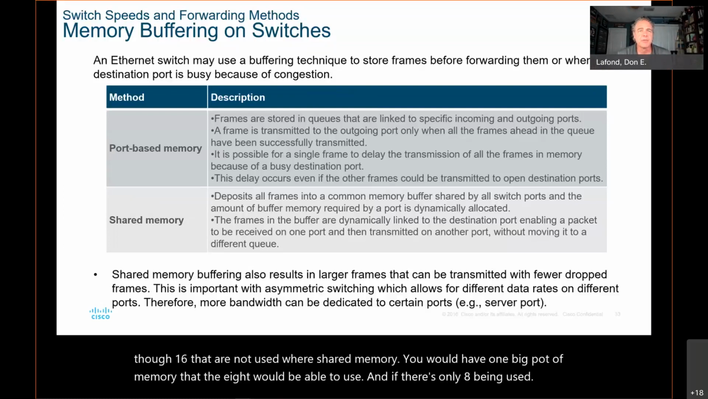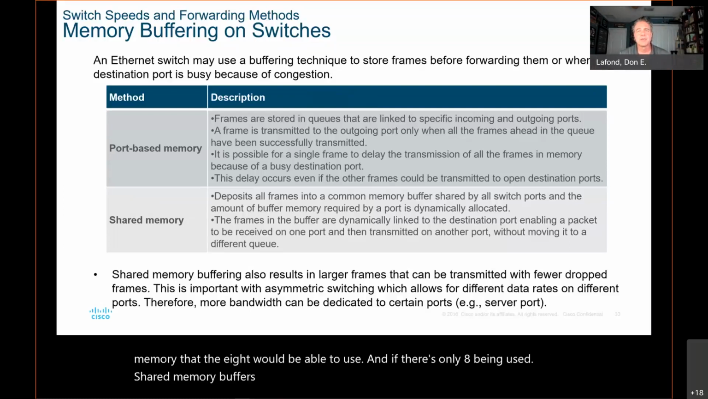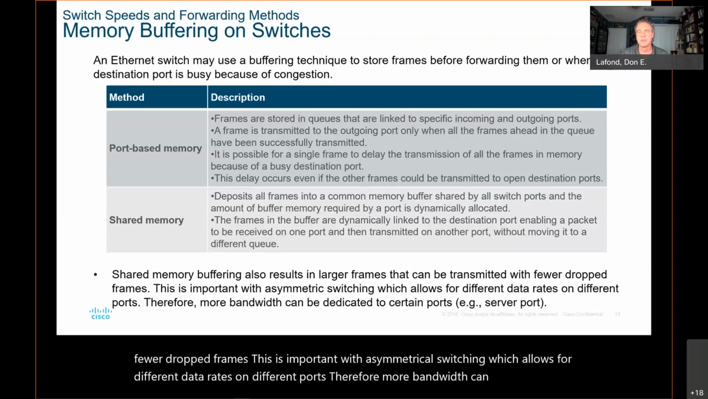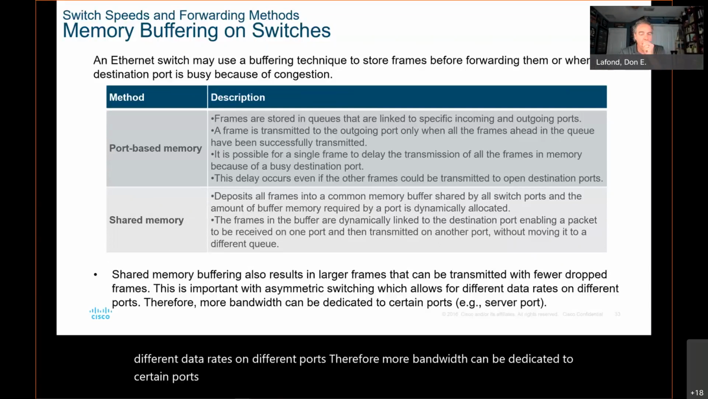Shared memory buffers also result in larger frames that can be transmitted with fewer dropped frames. This is important with asymmetrical switching, which allows for different data rates on different ports. Therefore, more bandwidth can be dedicated to certain ports, for example, a server port.